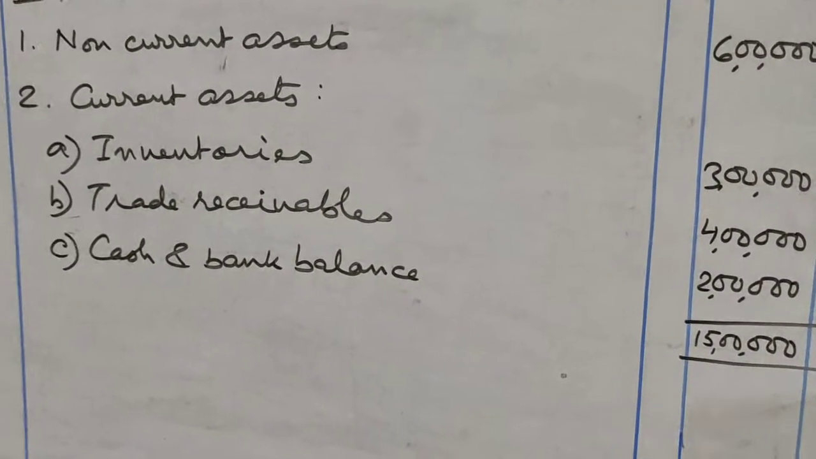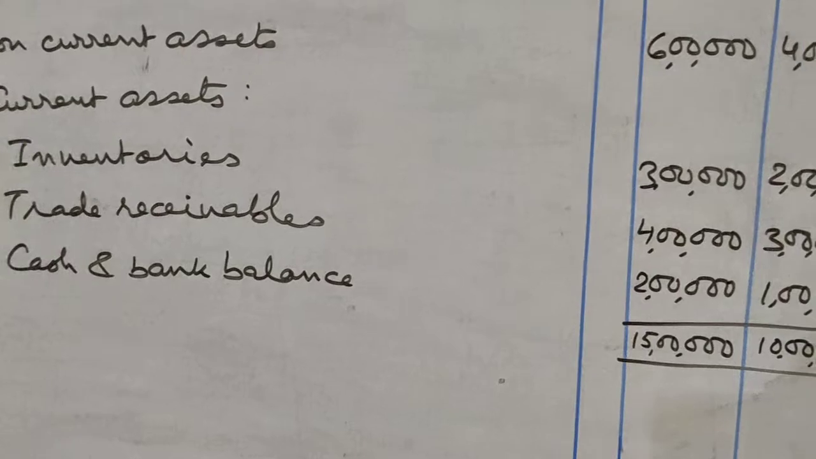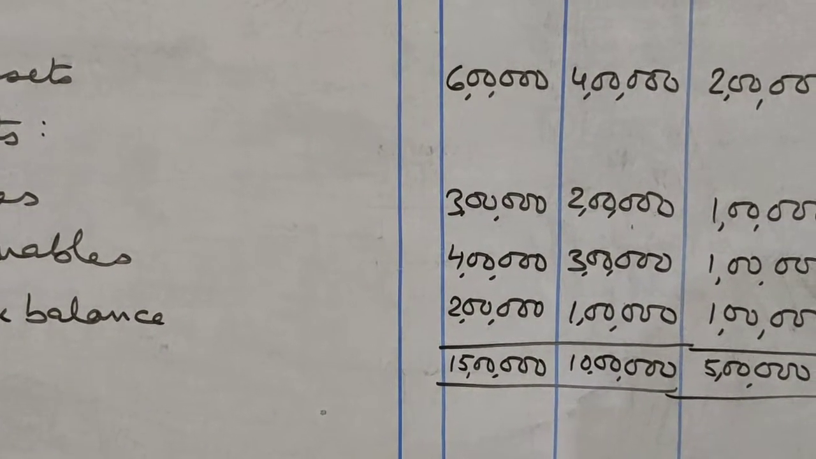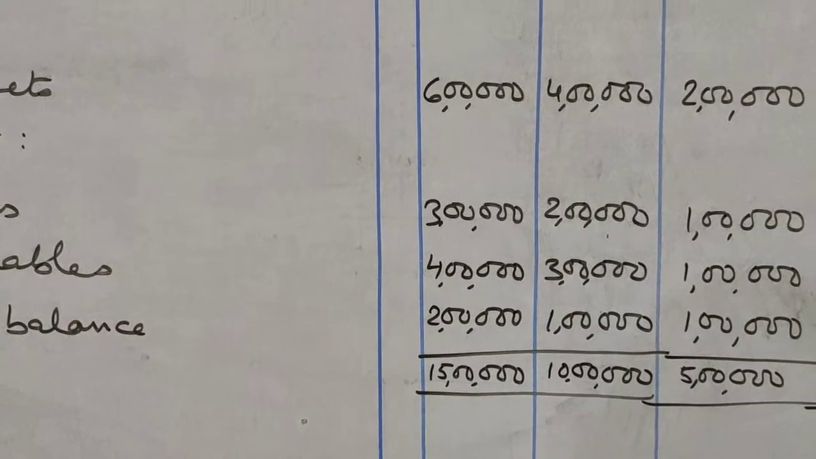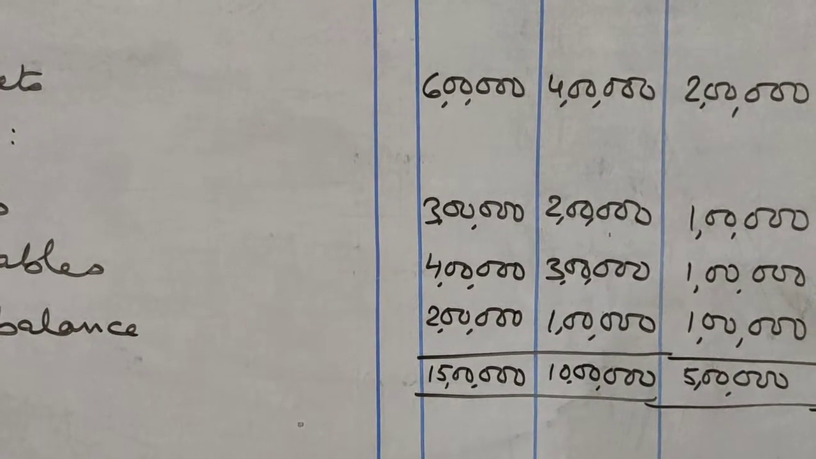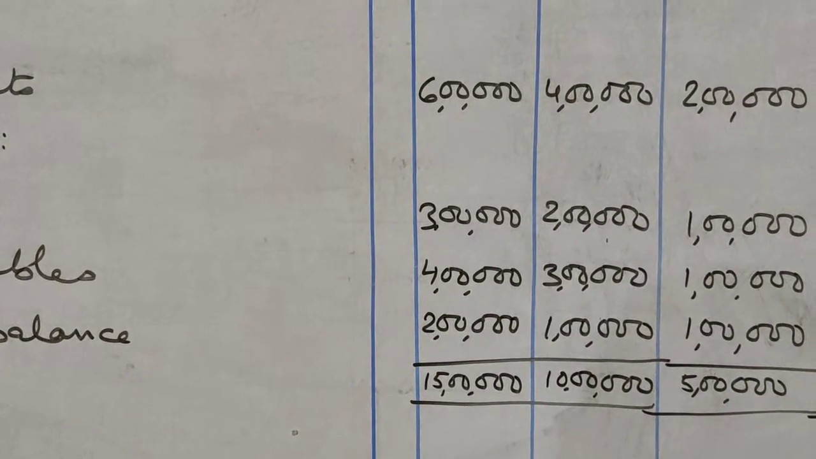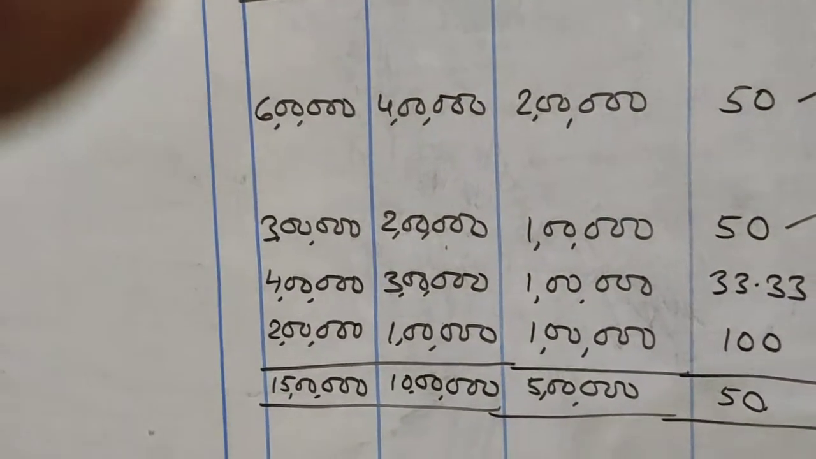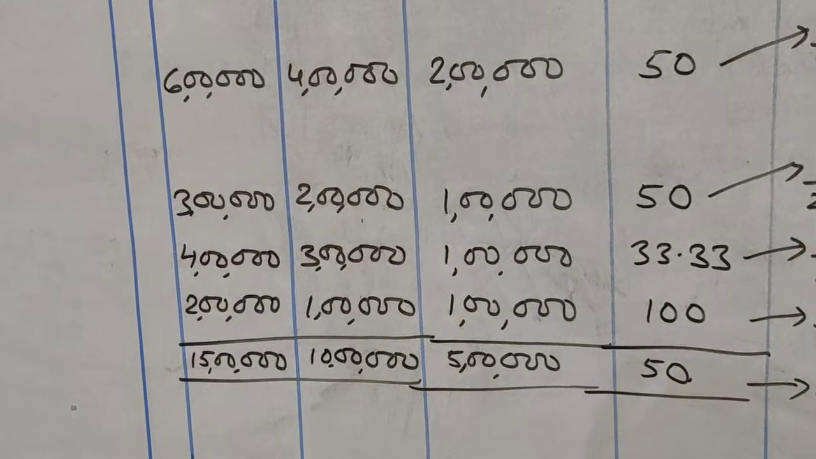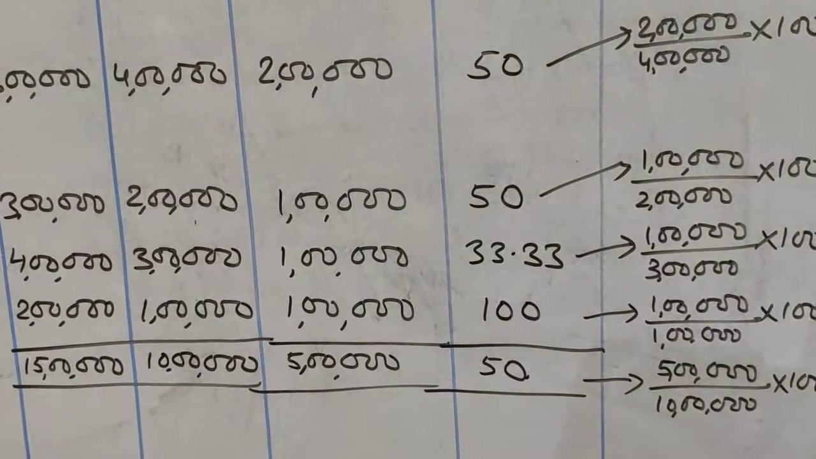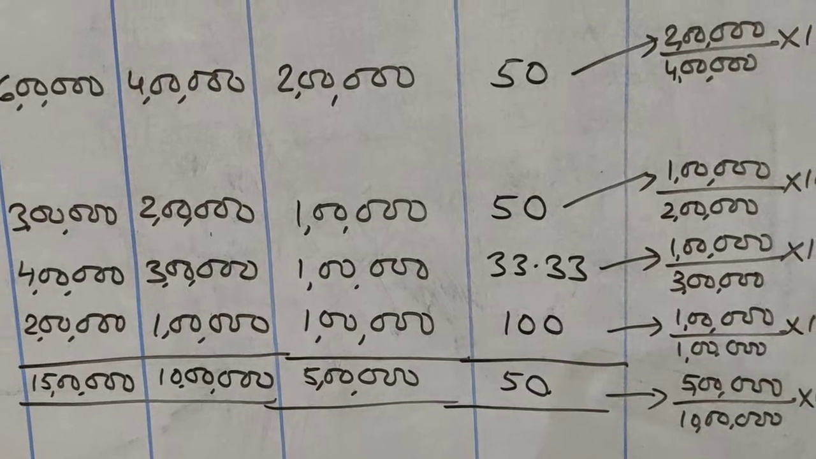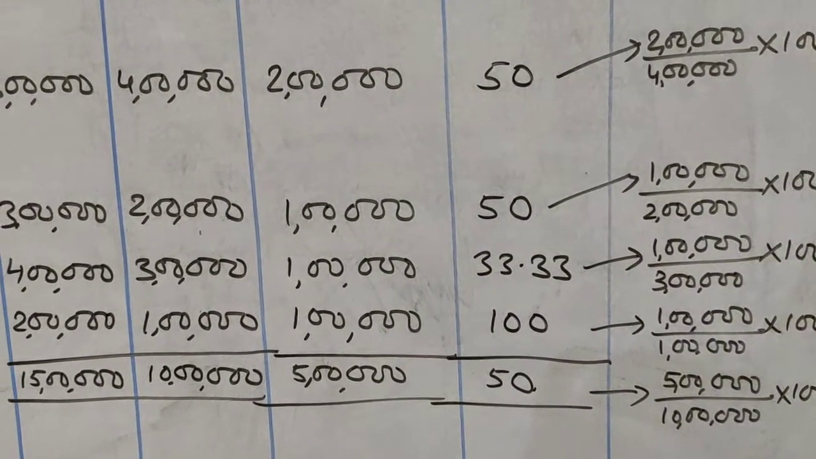Then comes cash and bank balance. Cash and bank balance, previous year's value was 1 lakh, present year's value is 2 lakh. So how much is the absolute increase? The absolute increase is 2 lakh minus 1 lakh, that is 1 lakh. And what is the percentage increase? 1 lakh divided by 1 lakh, previous year's value, into 100. That is again coming to 100%.